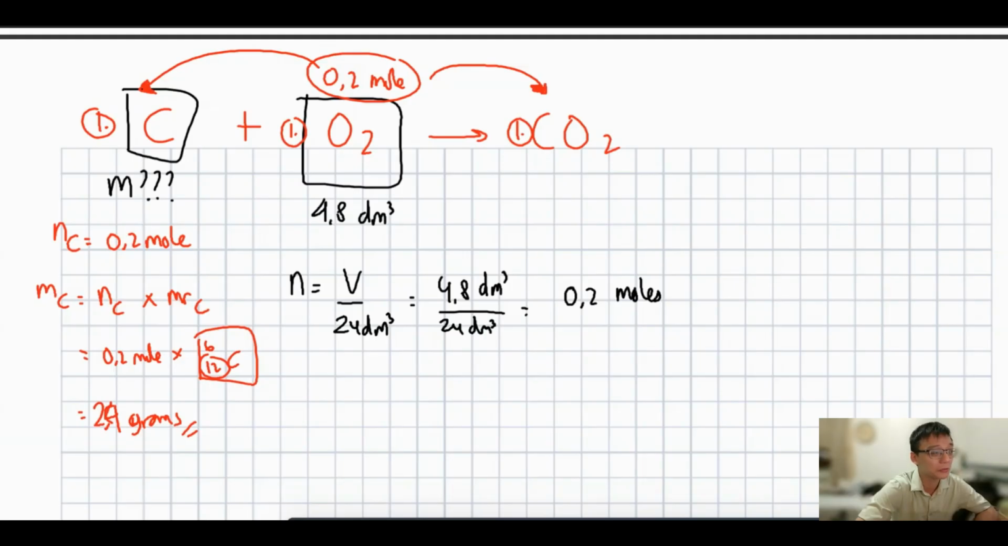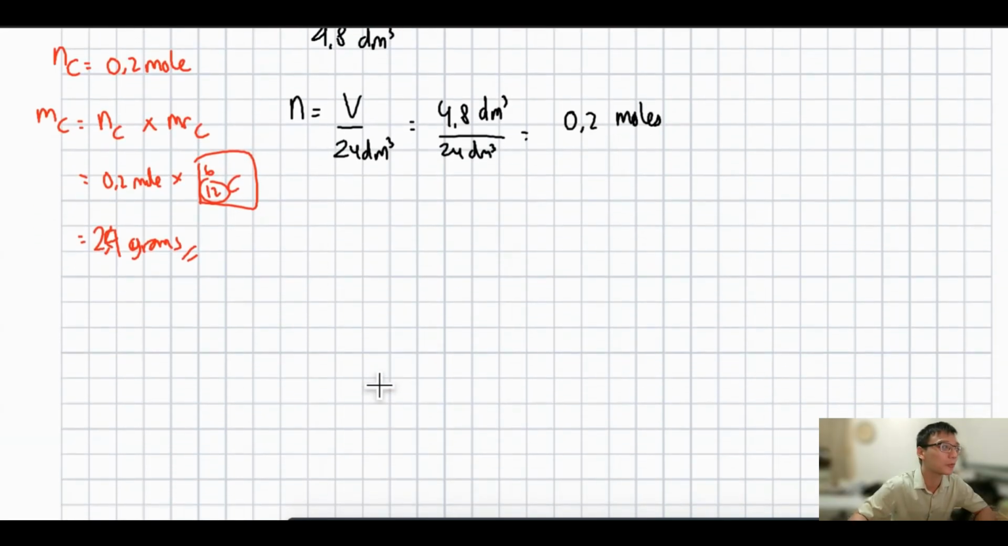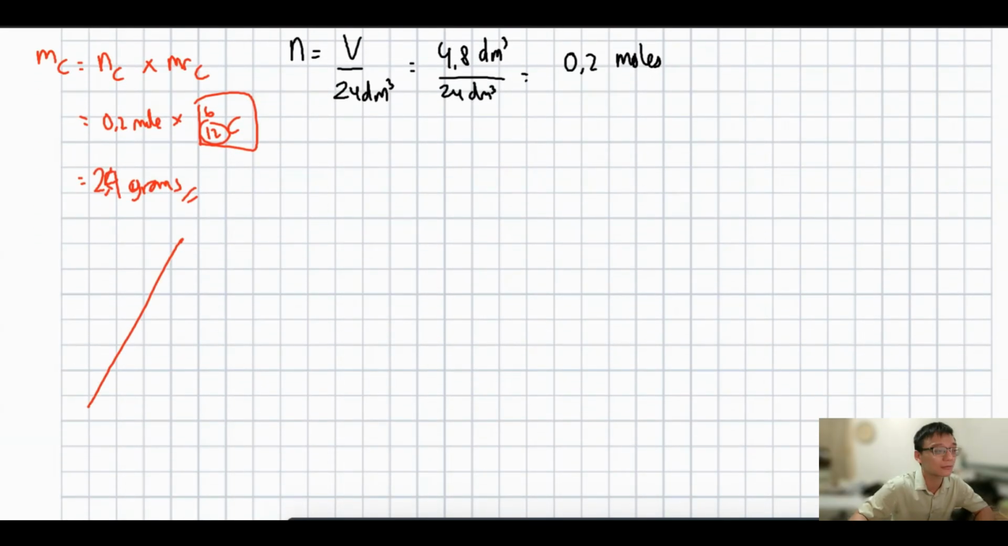So guys, we've discussed two triangles, the mole triangle and the volume triangle. Now, I would like to provide another triangle, which is actually related to the number of particles.